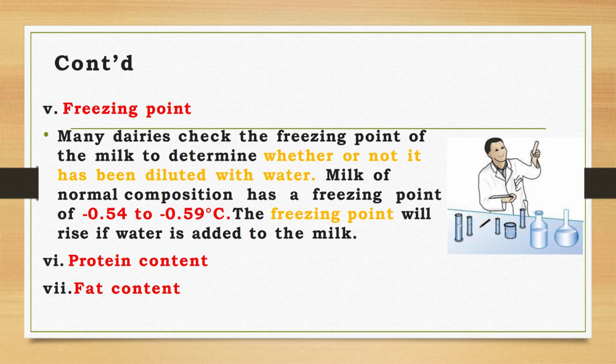Freezing point. Many dairies check this to determine if the milk has been diluted with water. Milk of normal composition has a freezing point of -0.54 to -0.59 degrees Celsius. The freezing point will rise if water is added. They also test for protein content and fat content.